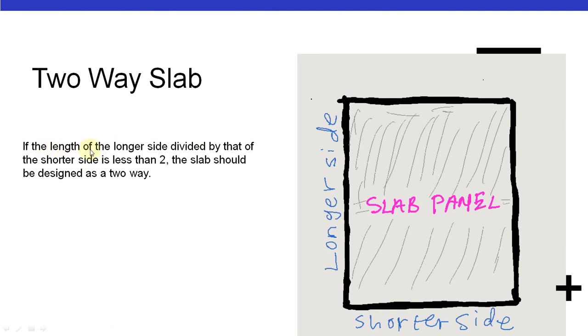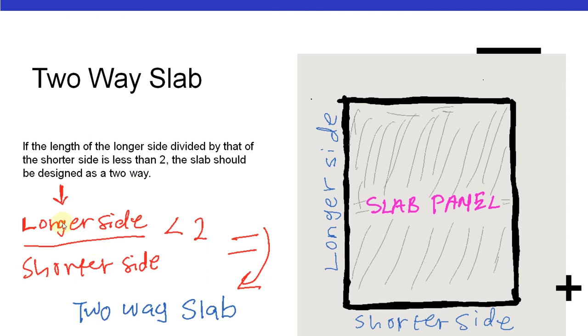Now let's talk about a two-way slab. If the length of the longer side divided by that of the shorter side is less than 2, the slab should be designed as a two-way slab.